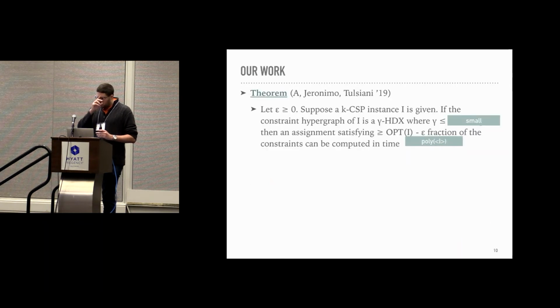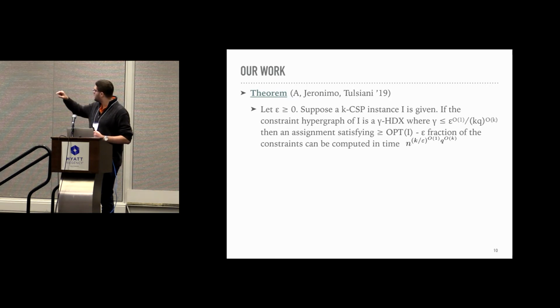So what we show in our work is that if you have a KCSP instance which is sufficiently expanding, then we can compute a good enough assignment for this instance in polynomial time. So this is very vague. Let me just give you the scary parameters. If you just stare at it a little, you see that it blows up with epsilon going to 0 and k and q rising.